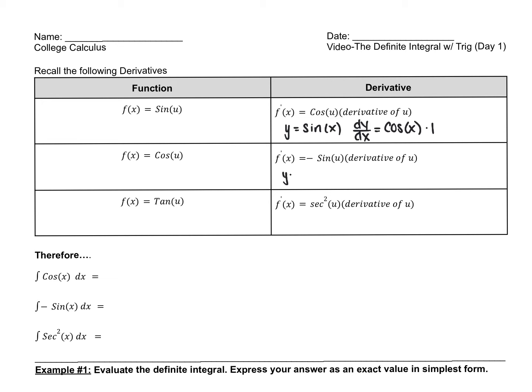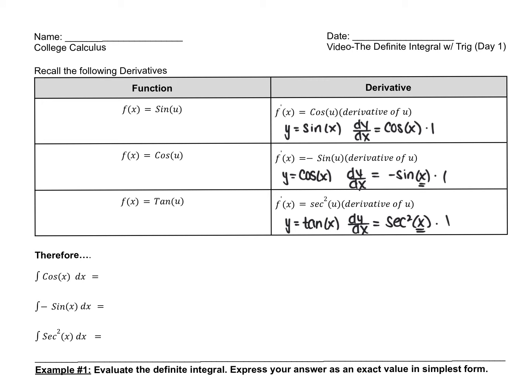So then over here, if I have y equals cos x, and I want to find the derivative, dy over dx, we know that that is going to be negative sine of the inside times the derivative of the inside. The derivative of x is just 1. And then last but not least, if I have tangent of x and want to find dy over dx, that's just going to be secant squared of x times the derivative of the inside again. The derivative of x is 1.